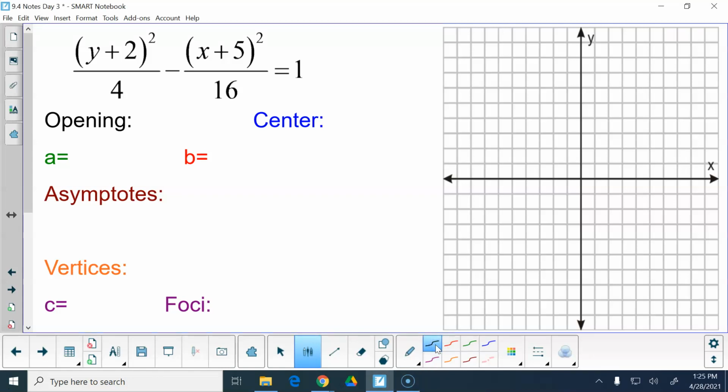Opening. You got up and down because the y squared comes first. Yep. Center. Negative 2 comma negative 5. Eric? 5 comma negative 2. No, negative 5. Now negative 5 comma negative 2. One of the 3 is right. What do you got, Brian? Negative 5 comma negative 2 is the winner. Winner, winner, chicken dinner.